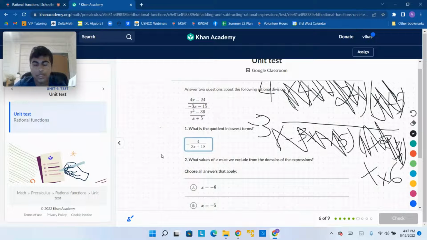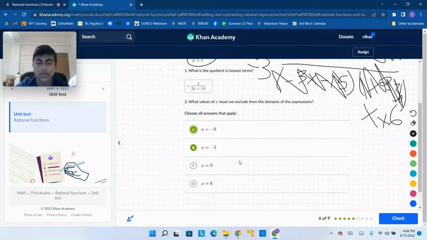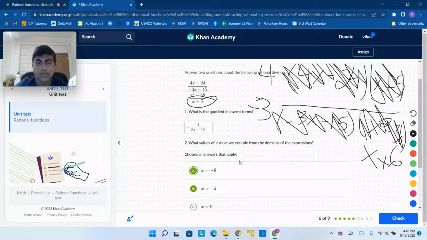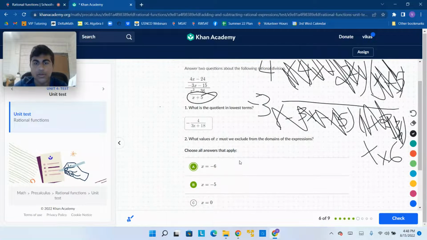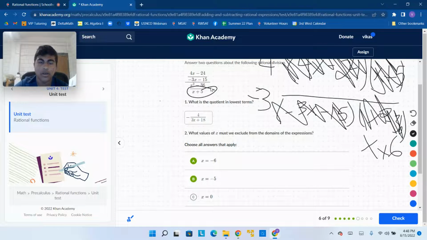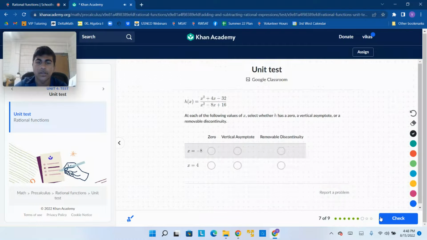Well, values of x must be excluded from the domains of the expression. If we put -5, this denominator right here becomes an issue, so not that. -6 is also an issue. +6 is also an issue, right? If we plug in +6 into here, then we're going to end up with 0 here, and then we have something over 0. And if we just plug in 0, that doesn't really do anything. So this is our answer, and we can keep going.